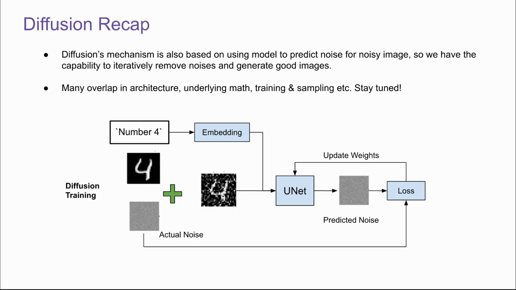And now I also want to recap a little bit on diffusion. Diffusion's mechanism is also based on using a model to predict noise for a noisy image. So we have the capability to iteratively remove noise and generate good images. There is a lot of overlap in architecture, underlying math, training, and sampling with AutoEncoder. So stay tuned for the diffusion deep dive.